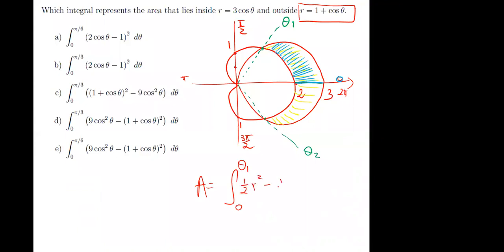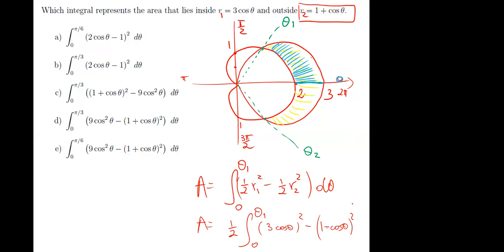1/2 r squared, 1/2 r squared. But we need the longer radius, which in this case is the circle. That means this is the first one, this is the second one. I will put 1/2 outside from 0 to theta 1. The first one is 3 cosine theta, and then 1 plus cosine theta squared, of course, d theta.